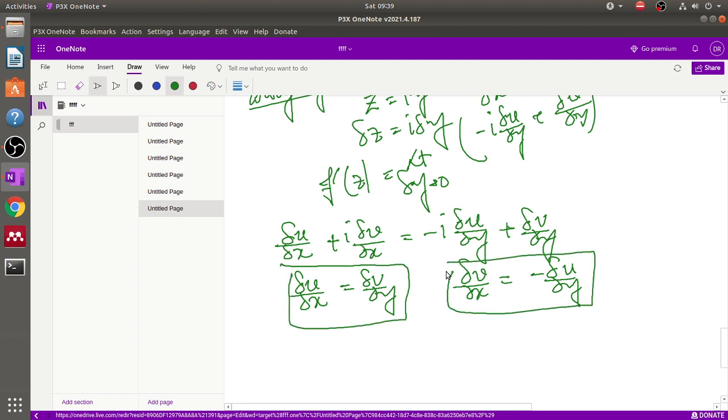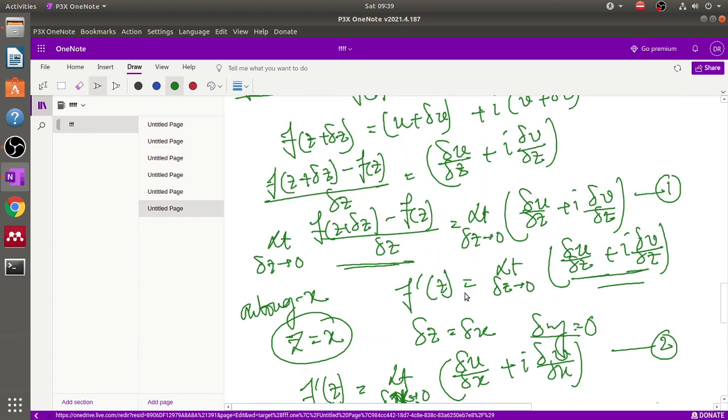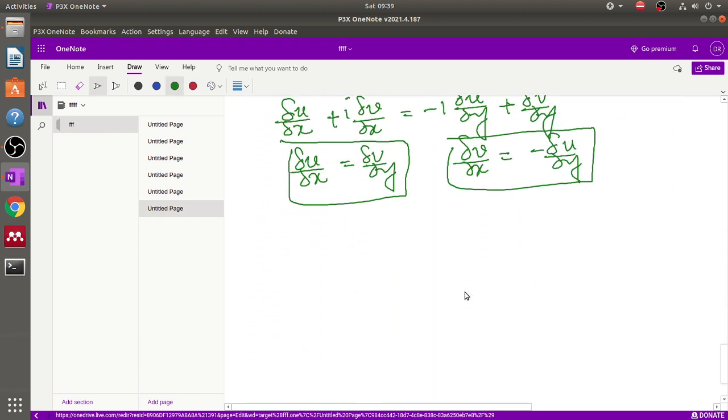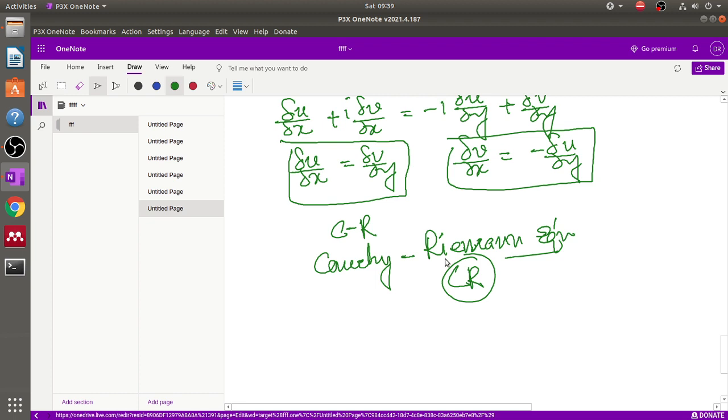These two relationships are a very important theorem. This is known as Cauchy-Riemann. The spelling is C-A-U-C-H-Y, Cauchy, R-I-E-M-A-N-N, Riemann, the Cauchy-Riemann equations or CR equations. It's very important for complex variables.